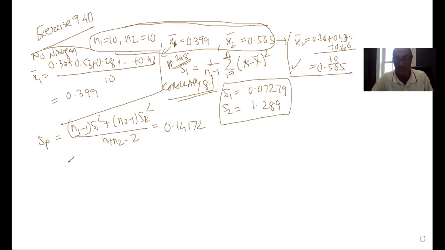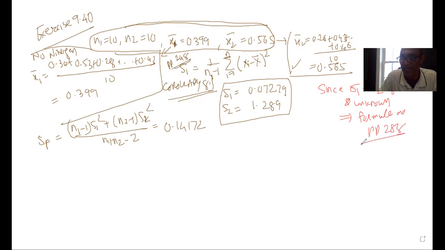And that's why I'm using the formula on page number 288. So please keep this in mind, guys. Sigma 1 and sigma 2 are unknown. Let me write it down for you. Let me change the color. Since sigma 1 is equal to sigma 2 is given, and unknown, this implies the first formula on page number 288.